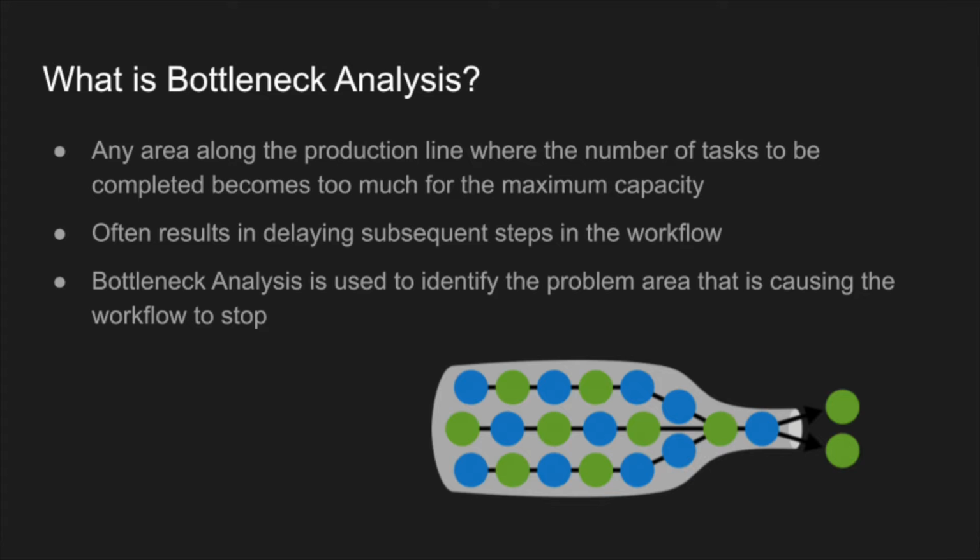First, let's go over what bottleneck analysis is. A bottleneck is an area in an assembly or production line where the number of tasks is too many to be completed. Because of this delay in production for a certain step of the process, many subsequent steps are also affected, which negatively impacts the entire workflow. We use bottleneck analysis to identify the area causing the problems so that we can then determine how to eliminate the bottleneck.